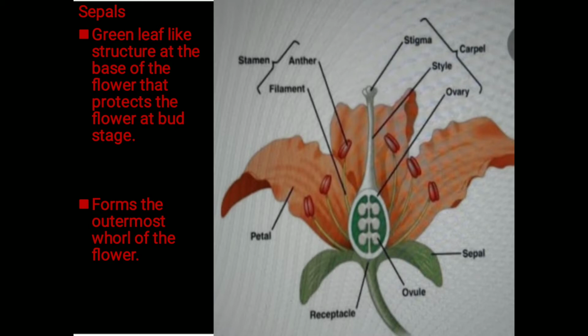Now, let us explain these parts one by one. First one is sepals. Sepals are green, leaf-like structures at the base of the flower. They form the outermost wall of the flower.